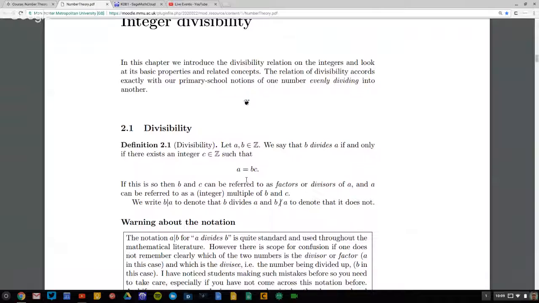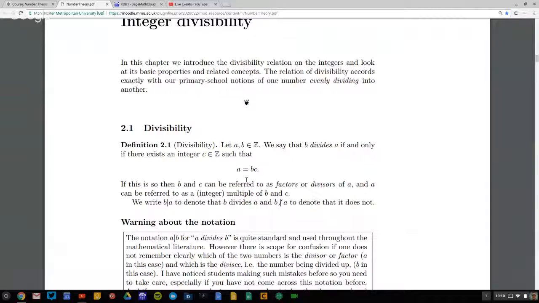So let's look at how we're going to phrase it here. We've got two integers a and b, and we're going to say that the integer b divides a if and only if there exists another integer c such that you can write a as b times c. If that's the case, then we might refer to b and c as factors or divisors of a. And similarly, you can say that a is an integer multiple of b, or it's an integer multiple of c.